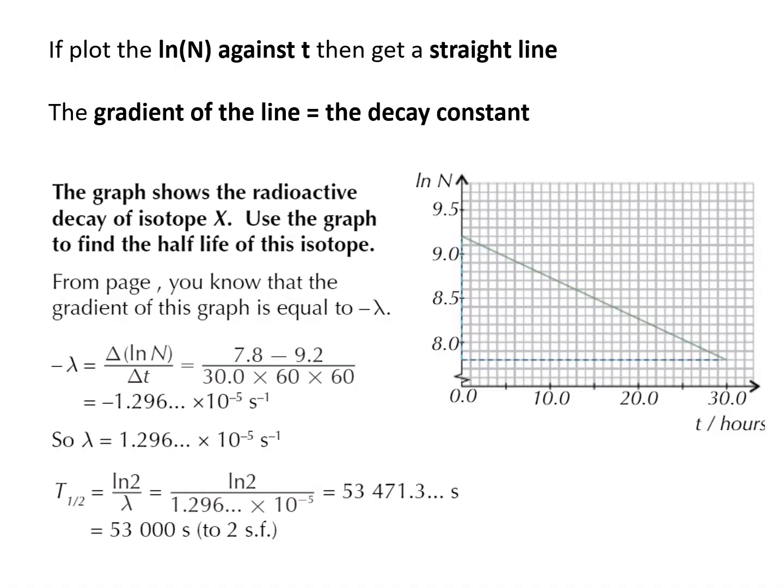If you plot the natural logarithm of the amount of radioactive substance we've got against time, then you get a straight line. And the gradient of the line is going to be the decay constant.